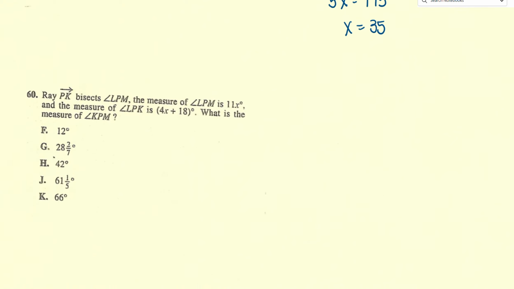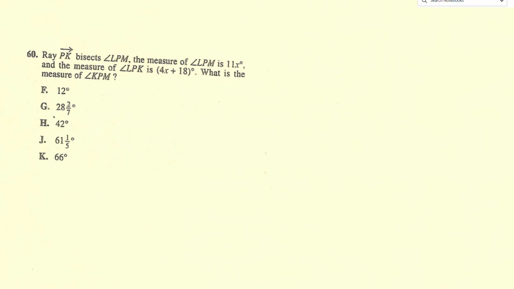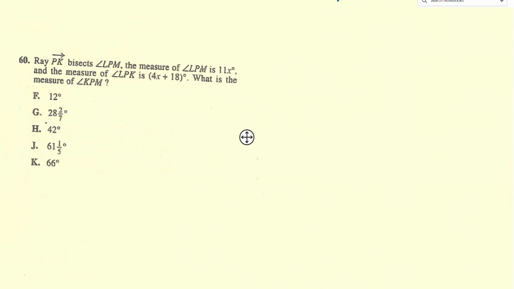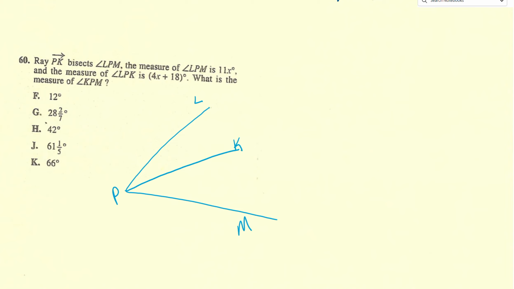All right, last one, and this is number 60 on a test. Although it's number 60, it's not the most difficult question on this test. All you have to do is draw the picture and then just simply solve it. So it says PK bisects LPN. So the first thing let's do is draw an LPM angle, L to P to M. And PK bisects it. Bisects means cuts it in half.